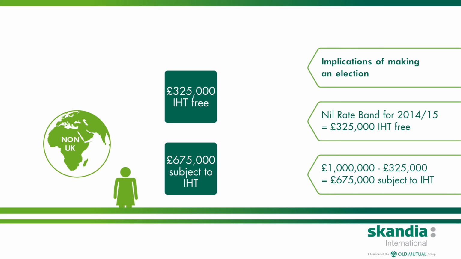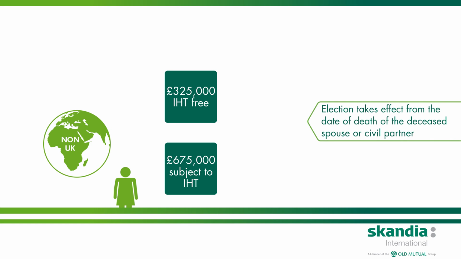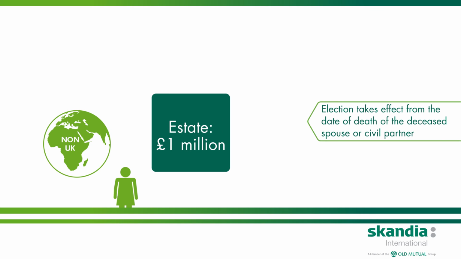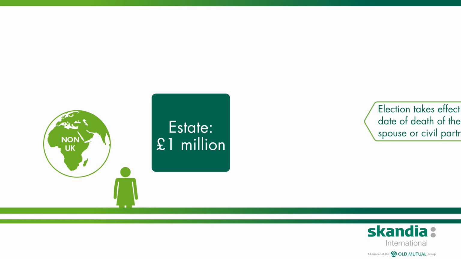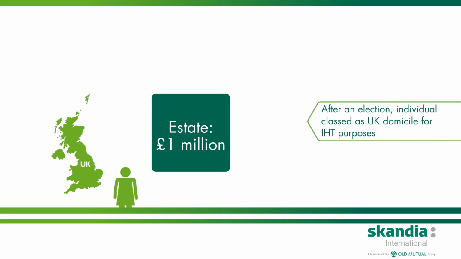Elizabeth is able to make an election up to 2 years after Andrew's death. Once the election is made, it takes effect from the date of death of the deceased spouse or civil partner. Therefore, in this example, the whole of Andrew's estate will pass to Elizabeth IHT free. This is because she will be classed as UK domicile from the date of Andrew's death. Careful consideration needs to be taken before making an election.